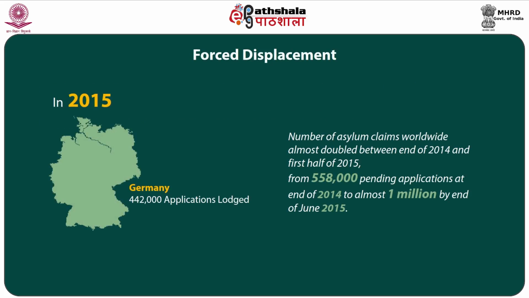In 2015, Germany also became the largest single recipient of first time individual asylum claims globally, with almost 442,000 applications lodged in the country by the end of 2015. The number of asylum claims worldwide almost doubled between the end of 2014 and the first half of 2015, from about 558,000 pending applications at the end of 2014 to almost 1 million pending applications by the end of June 2015.